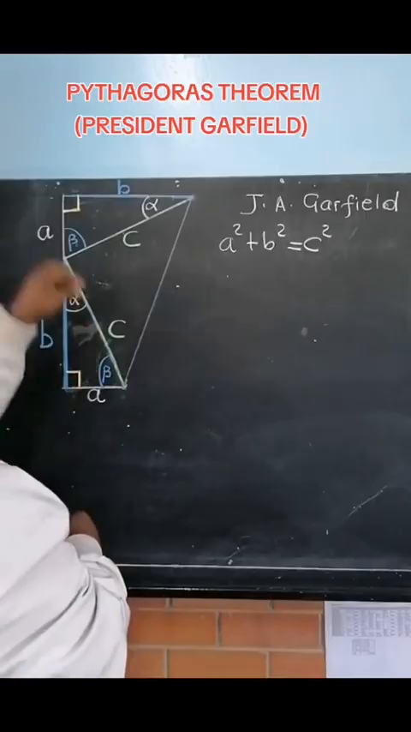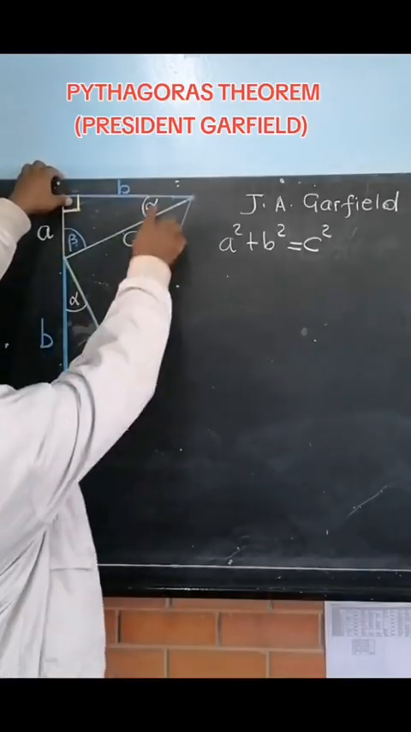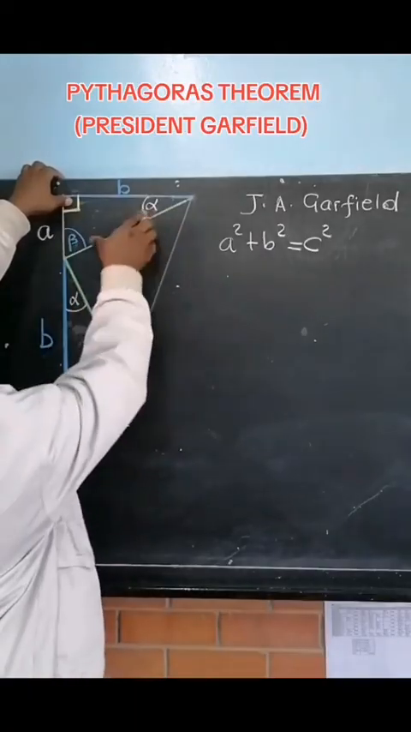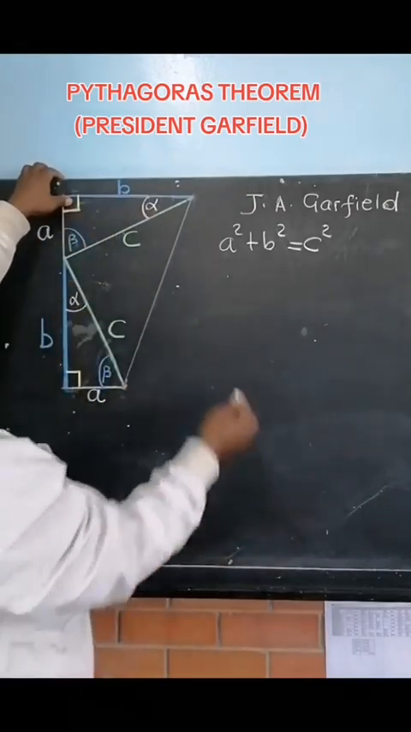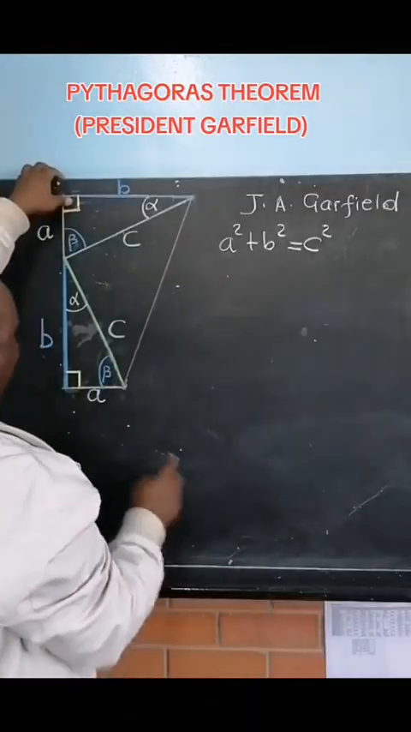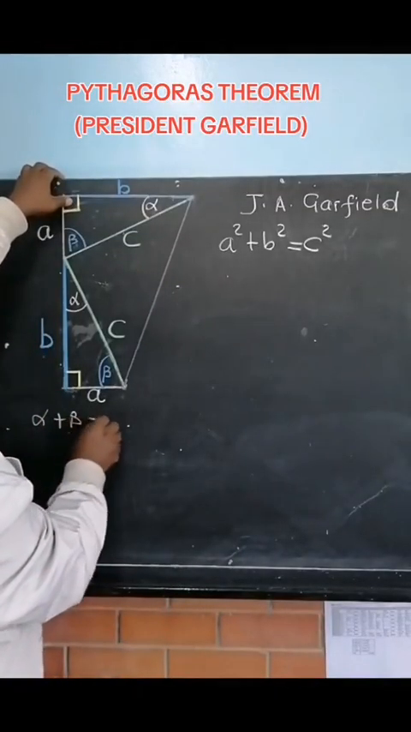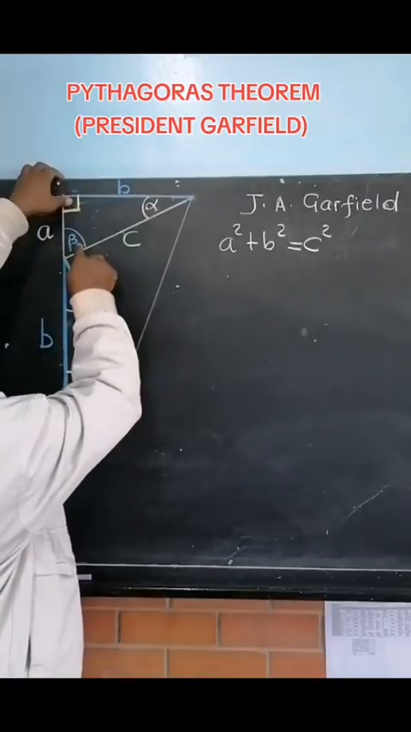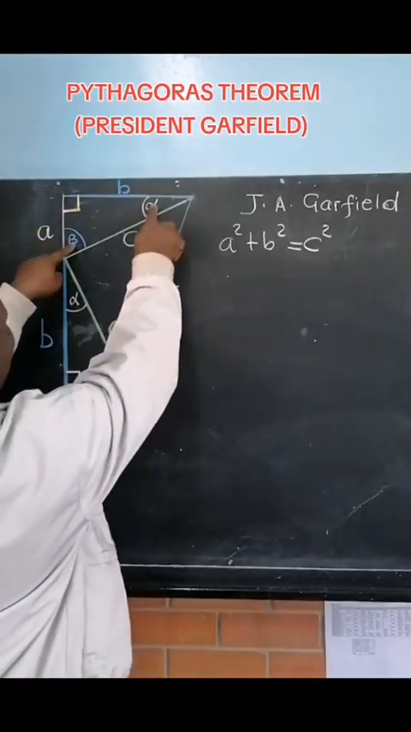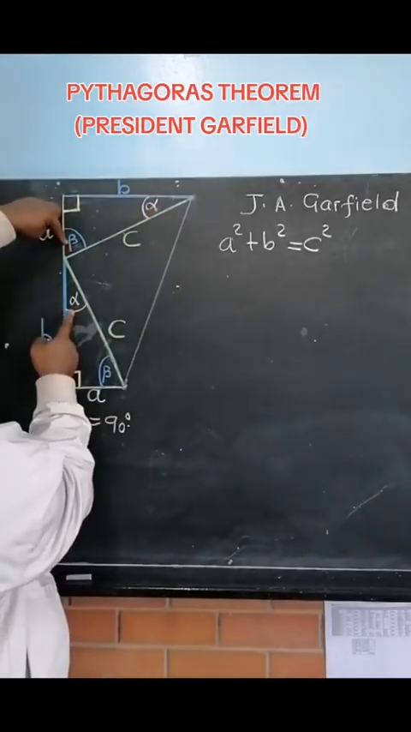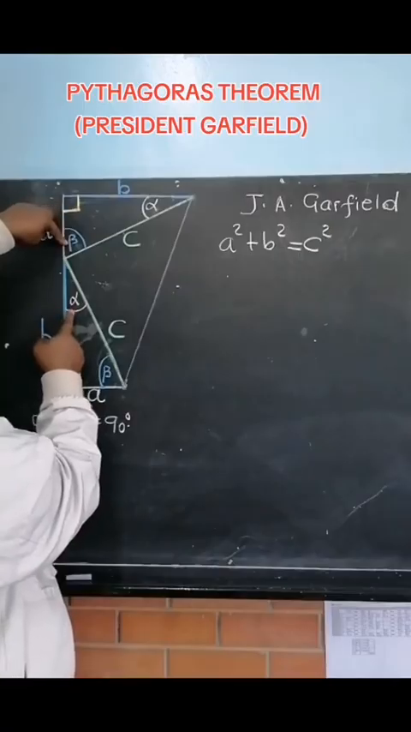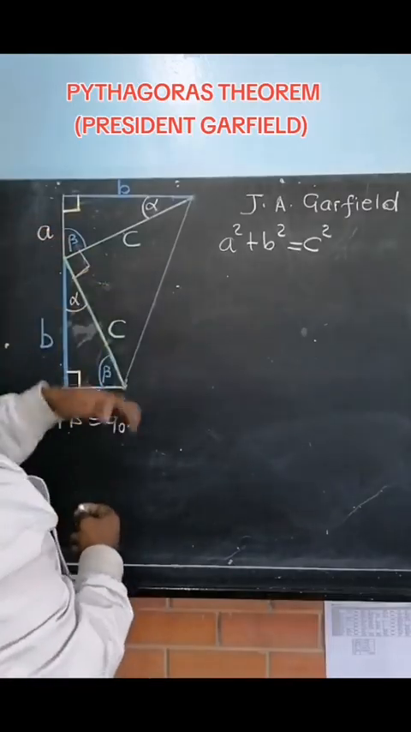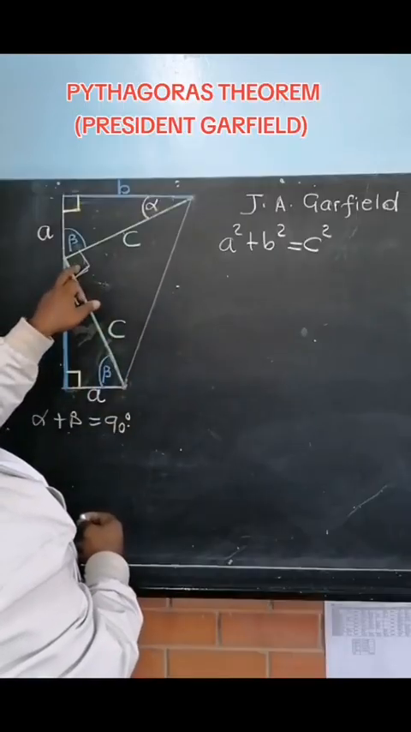Take note that if this is 90 degrees, then these two must add up to 90 degrees also, so that 90 plus 90 will give us 180 degrees. So in other words, alpha plus beta is equal to 90 degrees. Let's bear that in mind. Those two angles add up to 90 degrees. So if these two add up to 90, it means alpha plus beta, these ones, they also add up to 90. And that leaves us with this one as a right angle. So in other words, this is an isosceles triangle, right angle there.